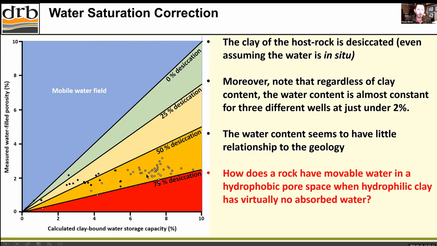And so the water saturations that we're seeing seem to have very little, if anything, to do with the geology or the mineralogy. So again, we're in this situation where we have water, and we have to come up with a reason as to why we would have water in a hydrophobic pore system when the hydrophilic clays virtually have no water absorbed in them whatsoever. So that's another issue that we've always struggled with in explaining this concept of in situ water in the Marcellus.